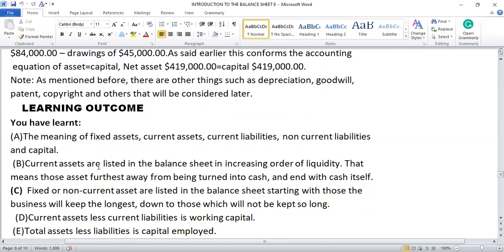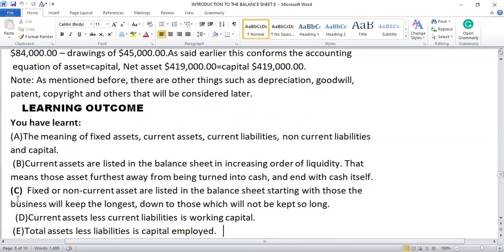B, current assets are listed in the balance sheet in increasing order of liquidity. That means those assets furthest away from being turned into cash come first, and we end up with cash itself. That's how we prepare the current assets. Those far away from cash, like inventory and so forth, come first, then receivables and the rest, before finally the bank deposit and the cash.